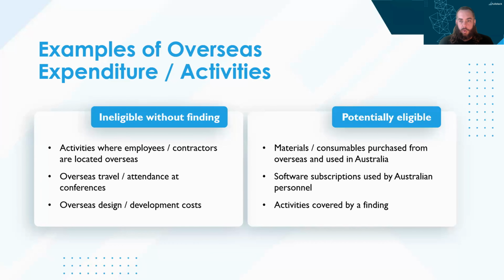Expenditure incurred to potentially overseas entities that could be eligible without a finding would be materials and consumables purchased from overseas and used in Australia. So if I'm ordering parts off the shelf from a factory in China, it's being shipped to Australia, and I'm developing my experimental prototype in Australia and testing in Australia, that activity is an Australian activity and probably could be claimed without any issue. Or the cost of those materials, consumables, equipment also.